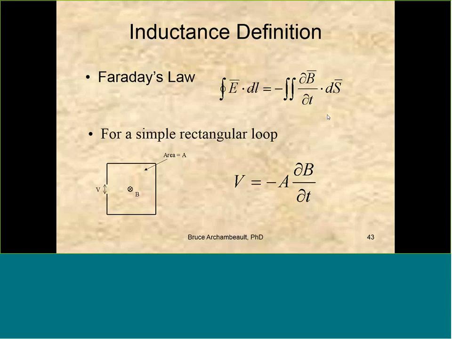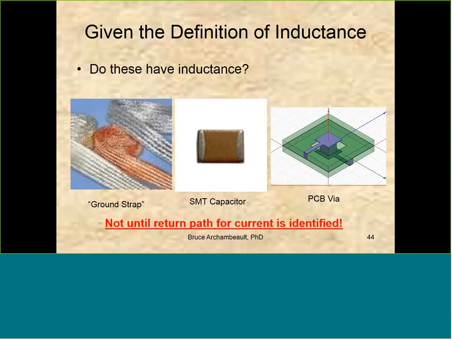So both sides of Faraday's law show us that we have to have a loop in order for this inductance to happen. Okay. So given this definition of inductance, does this ground strap have inductance, or even a surface mount capacitor, or even a via? Really, the answer is no. If someone says that they're going to use a ground strap because it has low inductance, you really should smack them upside the head, because until you know where the current is going and how the loop of the current has changed, you can't say anything about whether or not the loop has inductance.